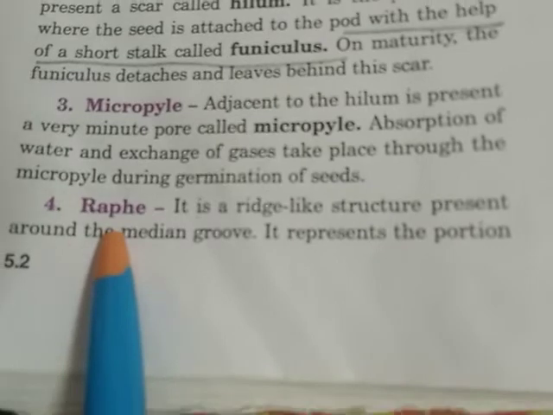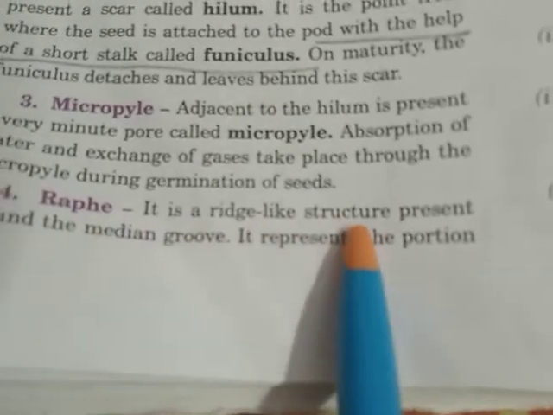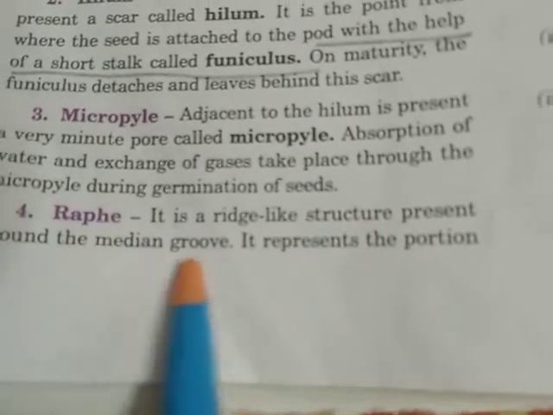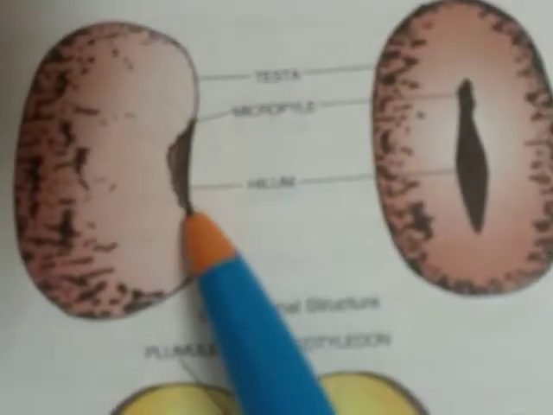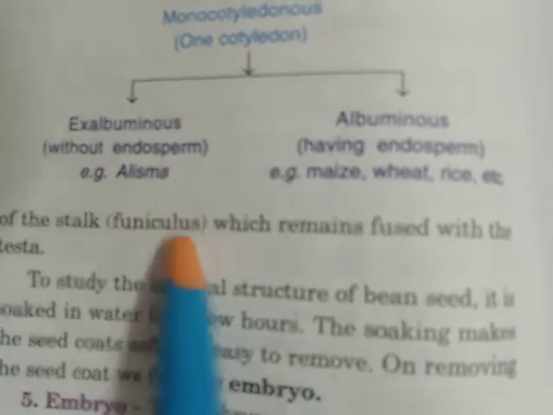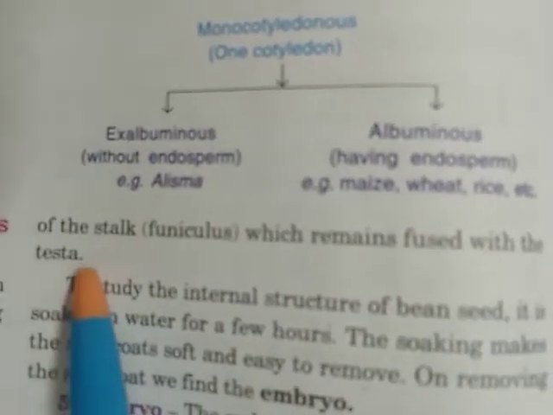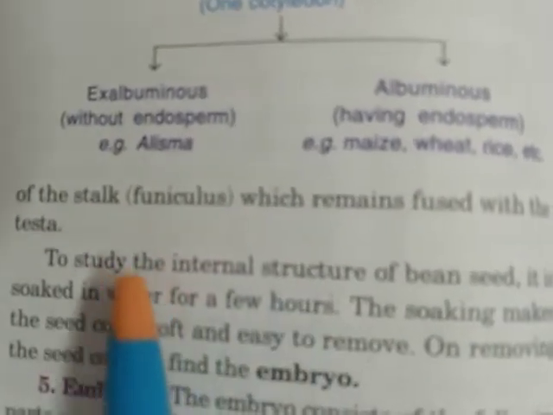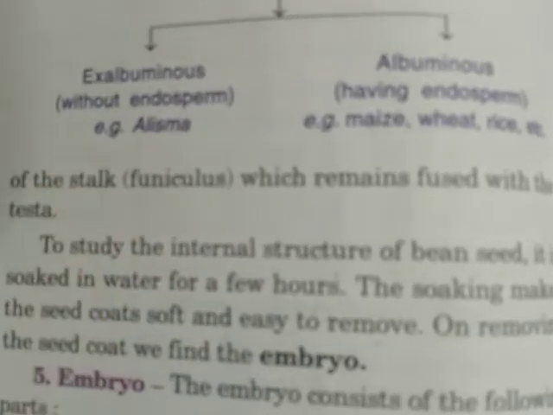Next is the raphe. It is a ridge-like structure present around the median groove. As you have seen here, this is the median groove. It represents the portion of the stalk, the funiculus, which remains fused with the testa. That means this portion remains fused with the testa.